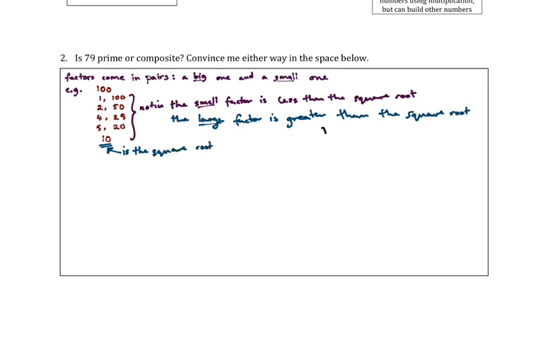Let's look at another example which isn't a square number, like 120. Now 120, the square root is about 11. So 11 squared is 121, so the square root of 120 is about 11, slightly smaller than 11. So 120 will have factor pairs. Each factor pair will have a small factor and a big factor. The small factor will be smaller than 11, and the large factor will be bigger than 11.